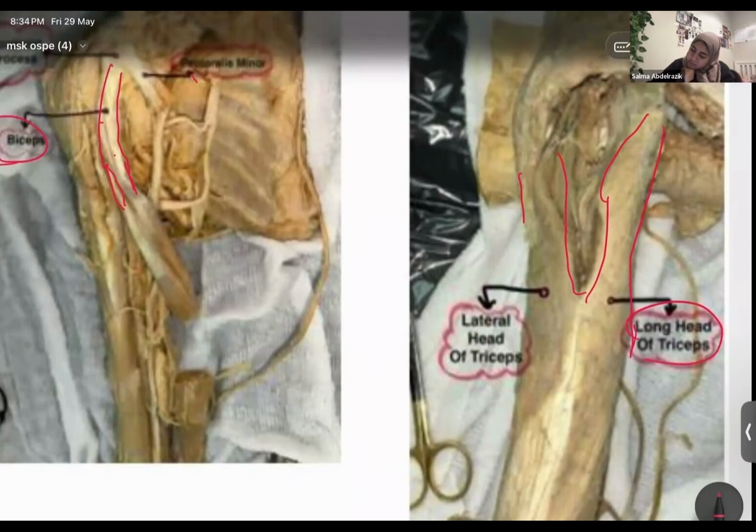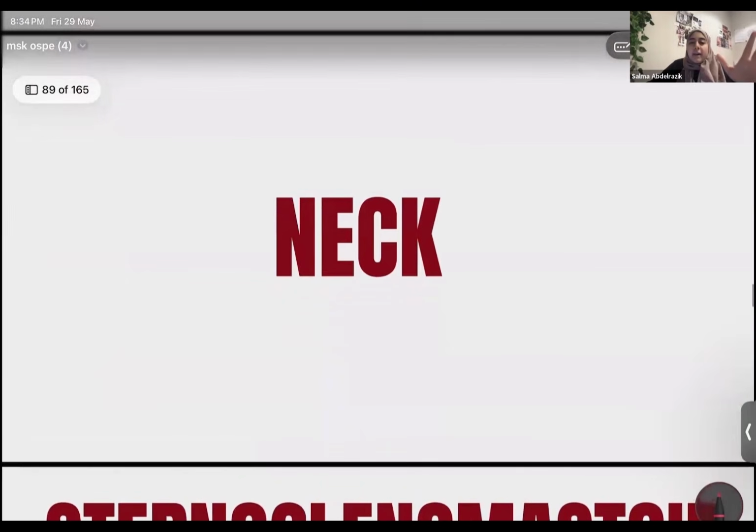And the lateral head of triceps over here. Like that. Okay, thank God we're done.